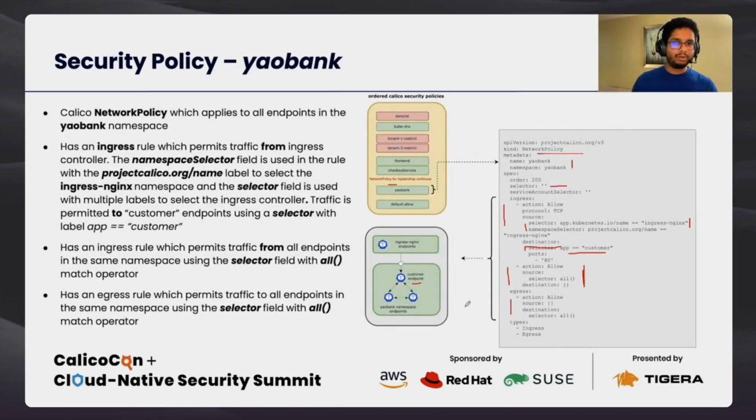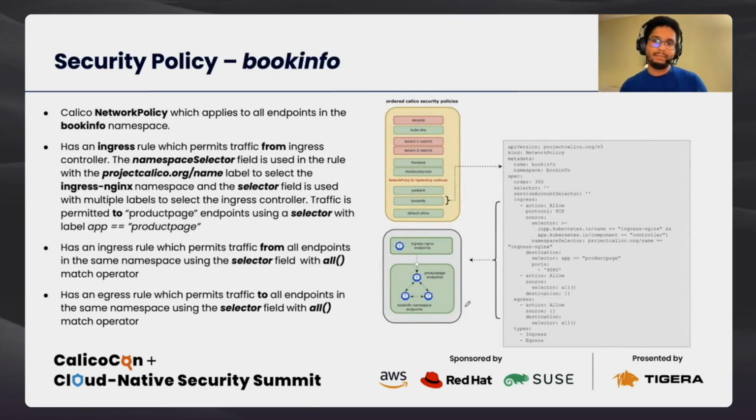All right, so moving on to the bookinfo policy, very similar to the YAO bank. It's a very similar pattern. Again, traffic from the ingress is permitted, this time to the product page deployment, which is exposed to external consumers, and all communications inside the namespace to and from all the endpoints inside the namespace is allowed. Okay, so very similar pattern to what was seen in the YAO bank policy.